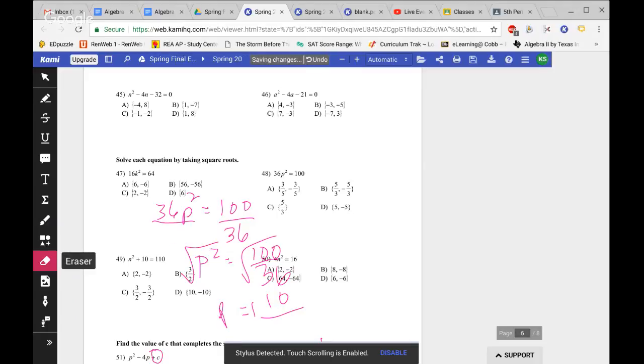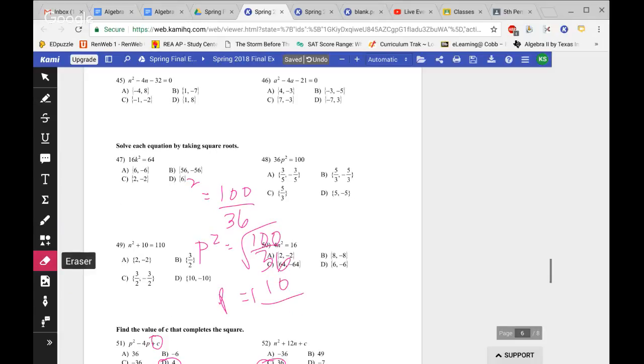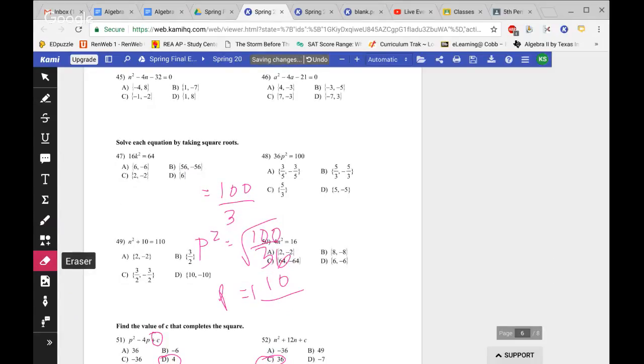Just make sure that you're dividing that, because a lot of people were not. A lot of people were not completely getting this P all by itself on the test. And I want to make sure that you guys are doing that.